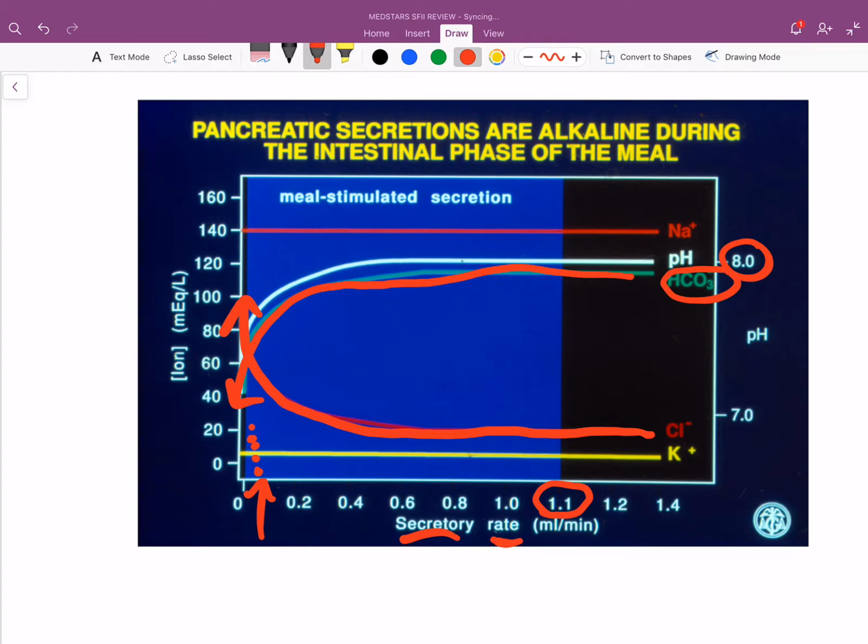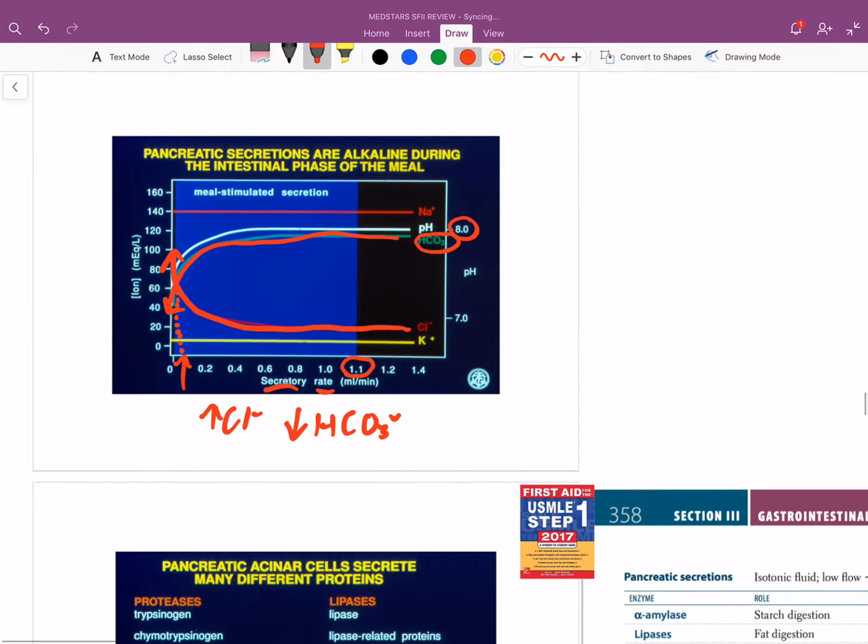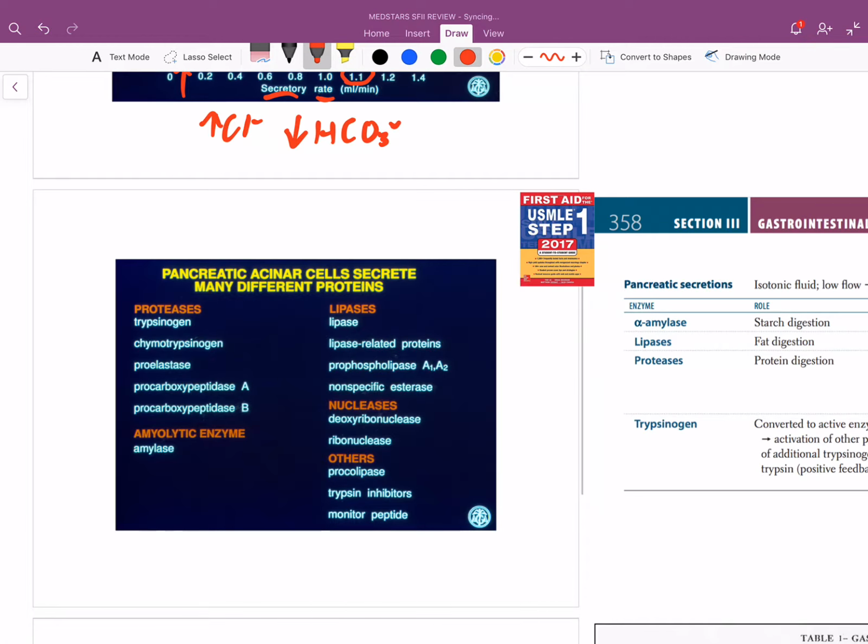So then that means if we were to trace this up, we can see that pancreatic juice at a low flow rate actually has more chloride ion and it has less bicarb. It's good to know. Good to know there.